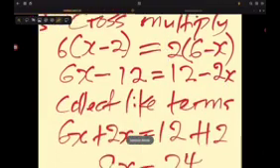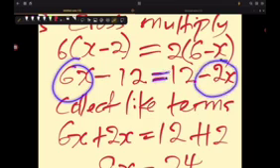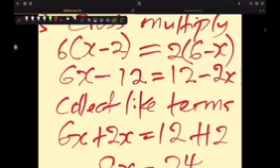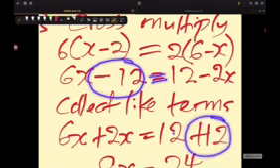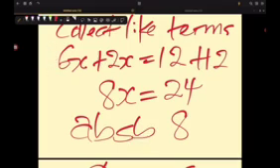So then when we have this, we collect like terms. Collect like terms. So 6x, you let this minus 2x cross the equal to sign. It becomes plus 2x. While you let this minus 12 cross the equal to sign, it will become plus 12. You retain the 12 that is there as it is. So 6s plus 2s, 8x is equal to 24. 12 plus 12 is 24. So divide both sides by 8.